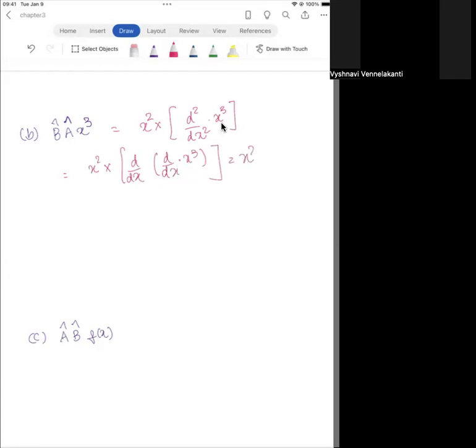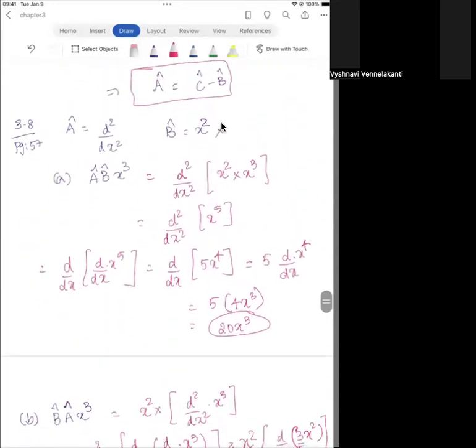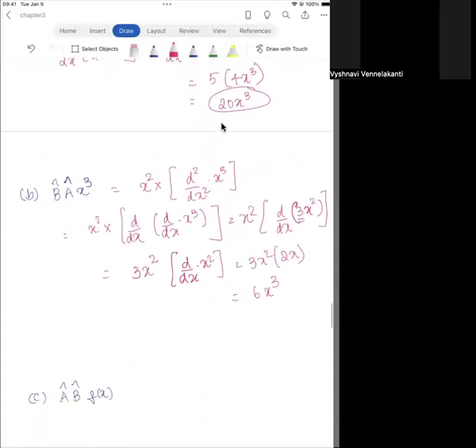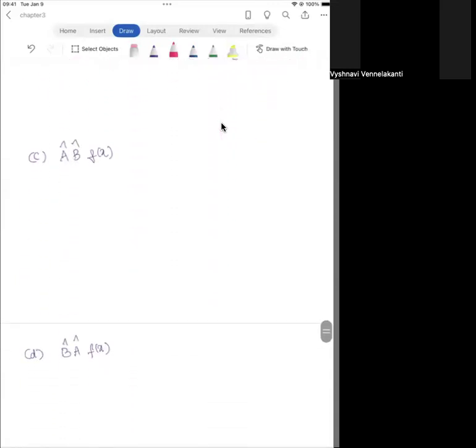So this will be x squared multiplying d over dx of, the first derivative of x cubed is 3x squared. We're going to bring this constant out of the derivative. So 3x squared times that will be 6x cubed. That is the answer. And in this case, we clearly see that A and B are not commutative, right? We got AB on a function is 20x cubed and BA on a function is 6x cubed. So no, they're not commutative.